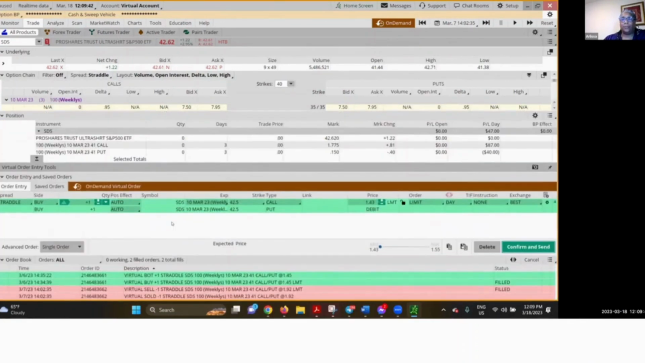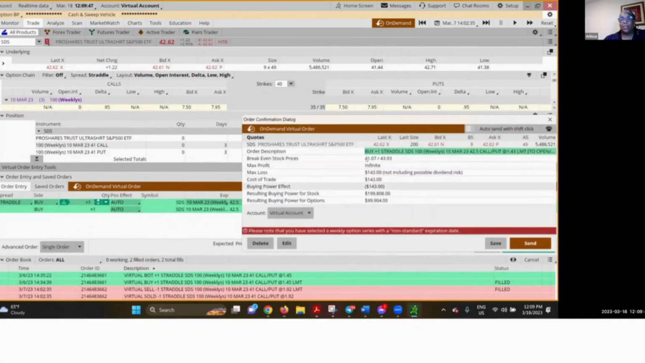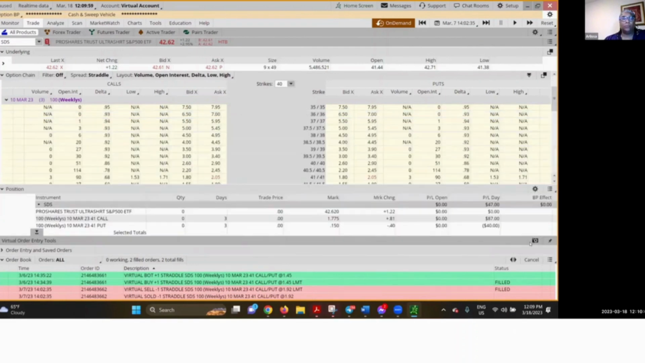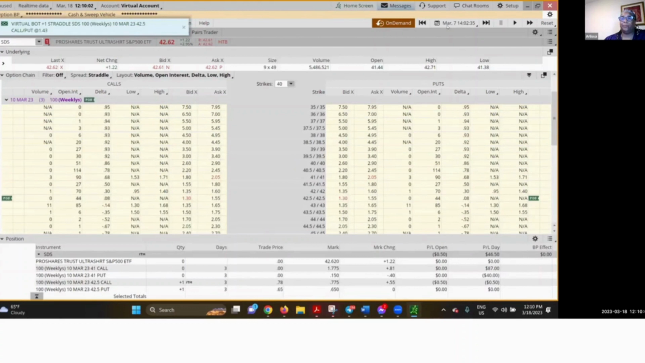Basically, you're buying at 42.5 as our strike price. How much it's going to cost you, that's also your max loss. Your break evens are 41.07 and 43.93; you need to be outside of those zones to start making money. We paid $1.43 this time. Who has questions?